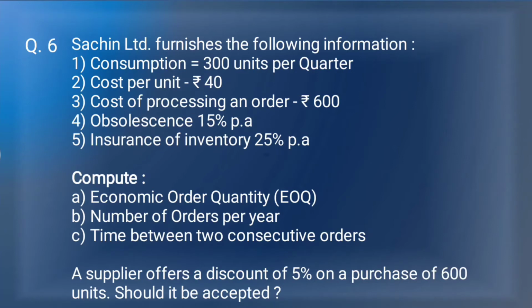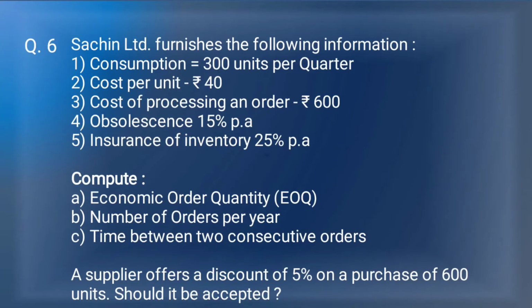Compute A. Economic order quantity, that is EOQ. B. Number of orders per year. C. Time between two consecutive orders. A supplier offers a discount of 5% on a purchase of 600 units. Should it be accepted? So we need to start with solution to find out whether the discount of 5% will be accepted or not.